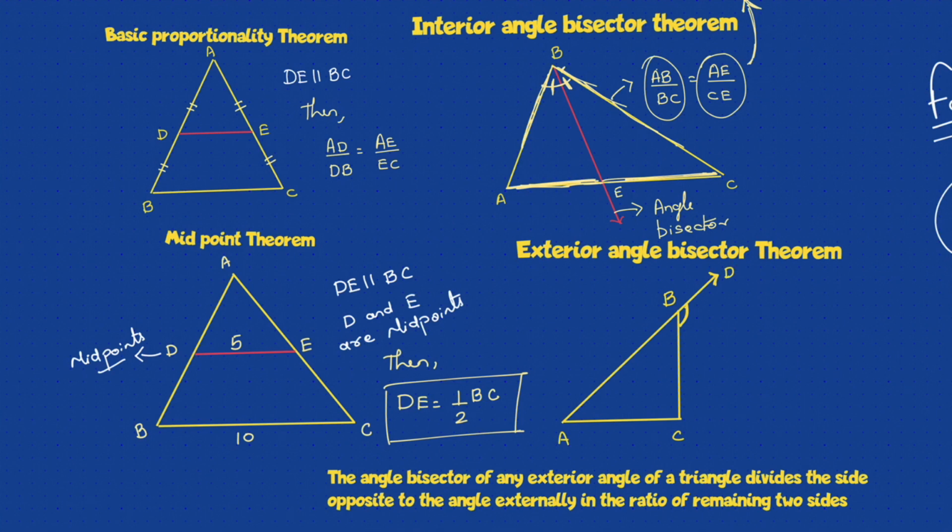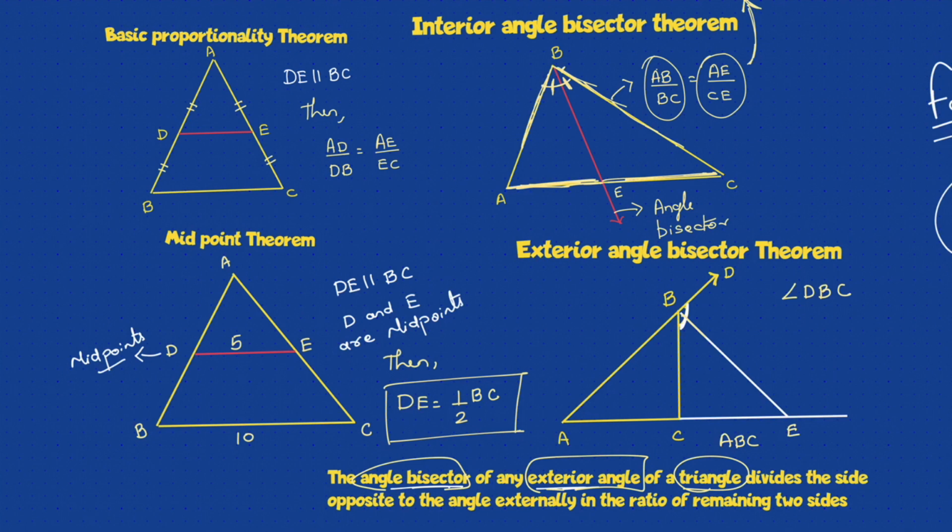Let's go to the last, the exterior angle bisector theorem. Now what is this? In triangle ABC, the exterior angle, as you can see in this case, is angle DBC. The angle bisector, what is it stating? The angle bisector of an exterior angle DBC, the angle bisector which is drawn in white, divides the side opposite to the angle. So which is my exterior angle? DBC. What is the side opposite to it? Check it. It is AE. Okay, it will divide AE externally in the ratio of the remaining two sides.